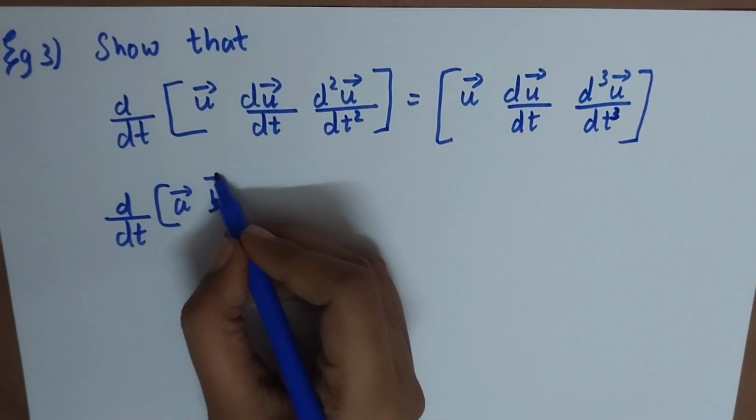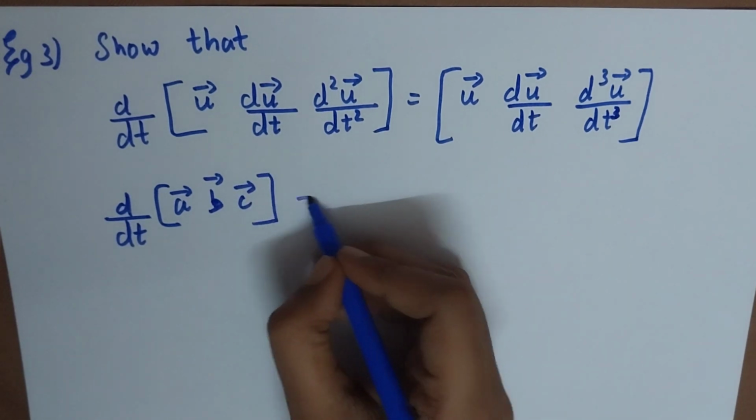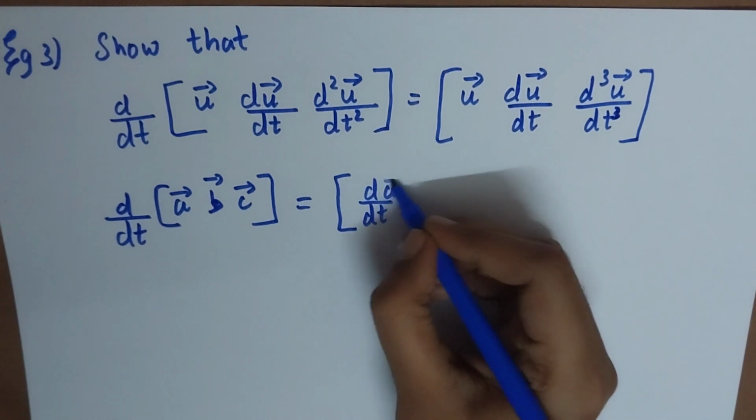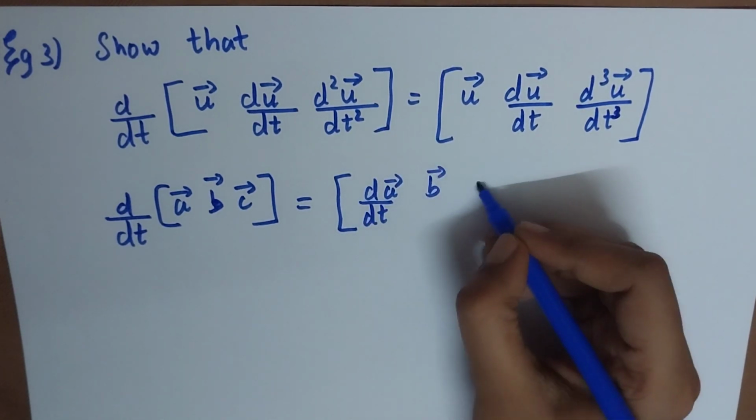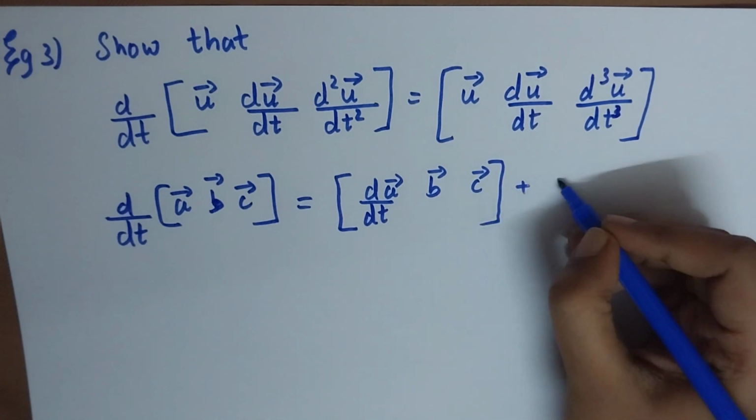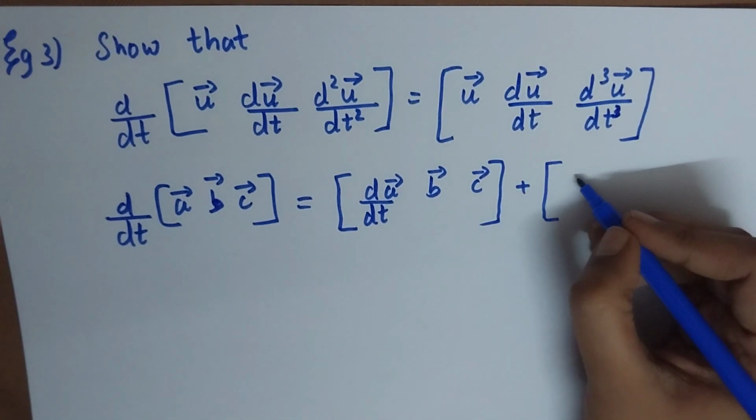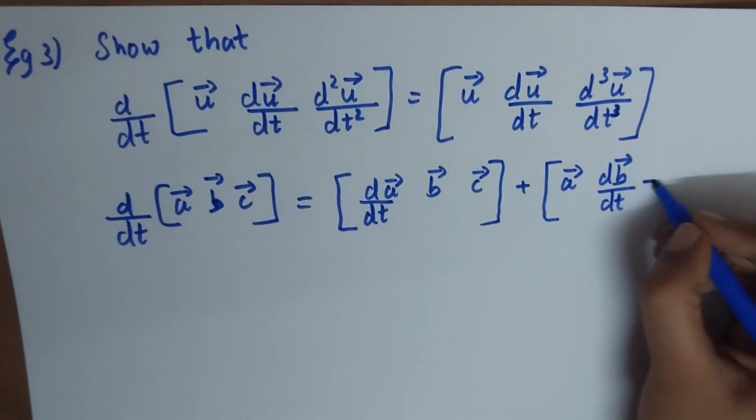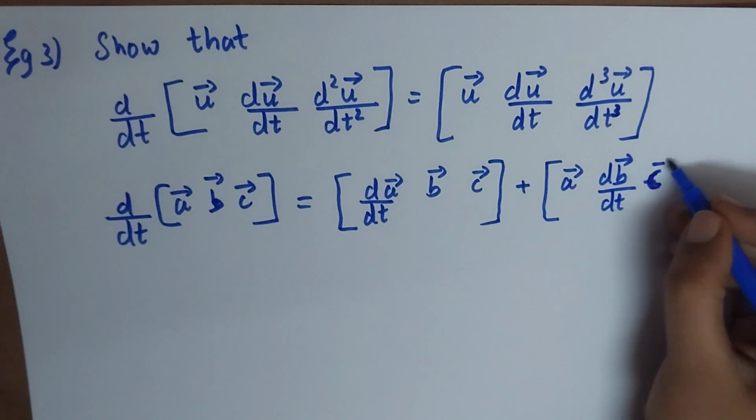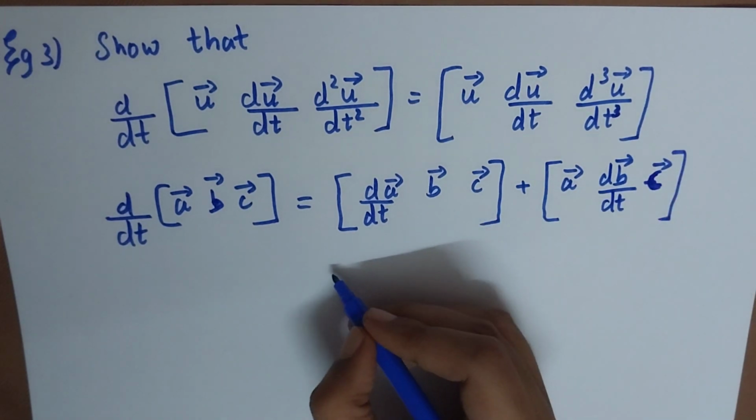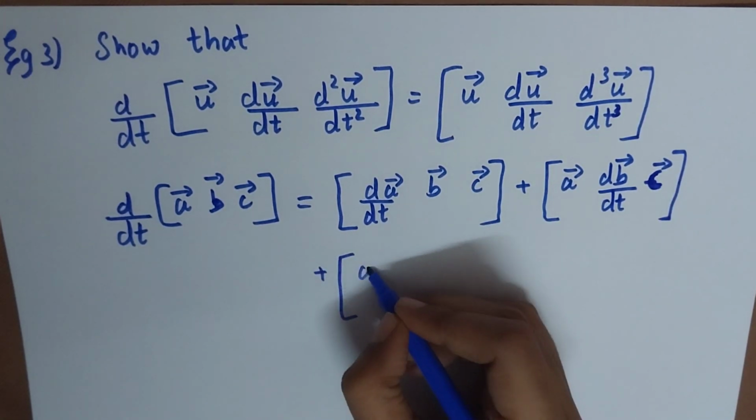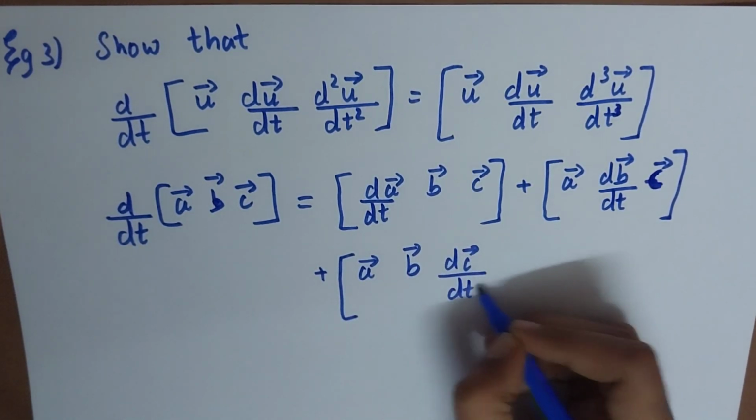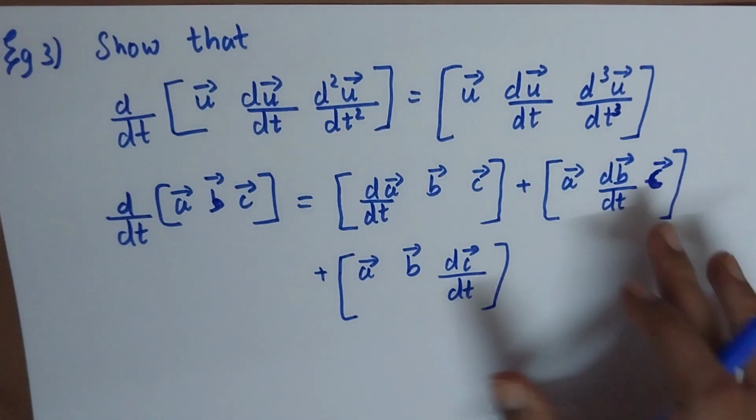d/dt of [A, B, C] equals the box product [dA/dt, B, C] plus the box product [A, dB/dt, C] plus the box product [A, B, dC/dt]. Now this is the formula we are going to use here.